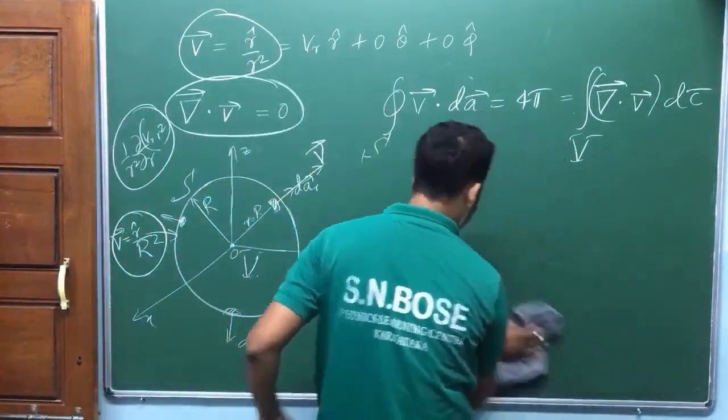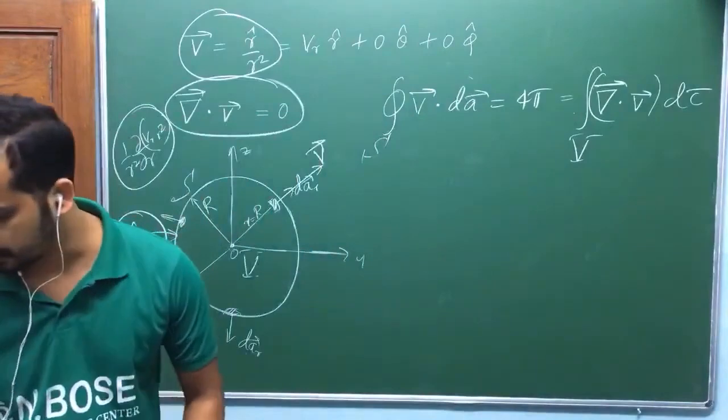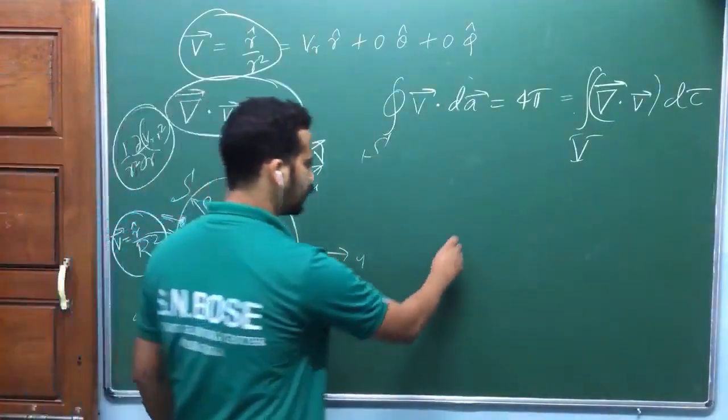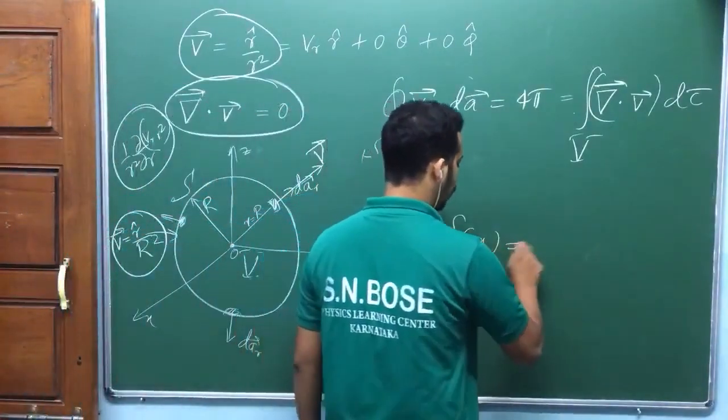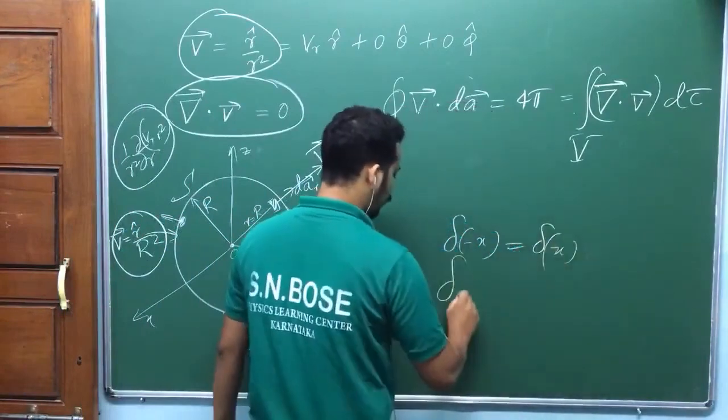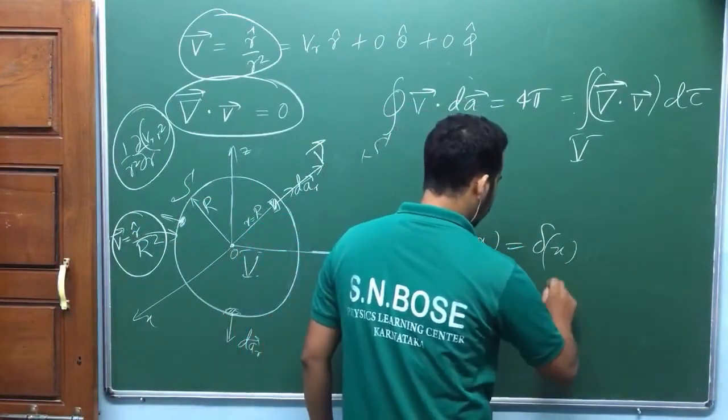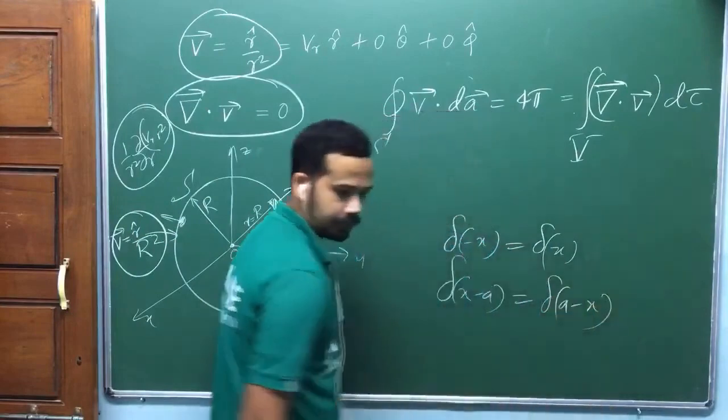These are all the important properties of the one-dimensional Dirac delta. And the Dirac delta is an even function. Do you remember, delta of minus x is equal to delta of x, and delta of x minus a is equal to delta of a minus x? I hope you know this kind of property.